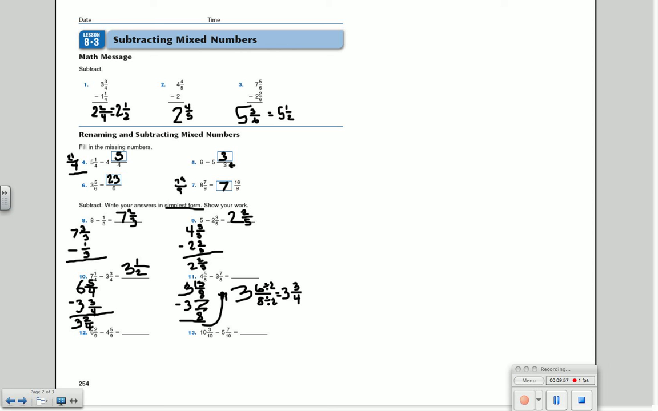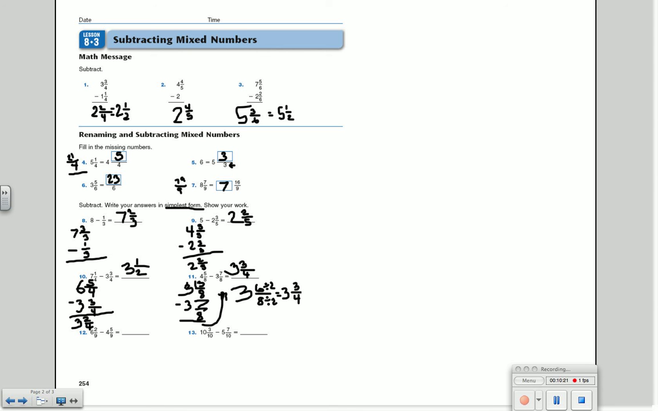Hopefully you have finished solving the problem. If you haven't, go ahead and pause it to make sure you get the same answer as me. But I did get 3 3/4 in simplest terms. My initial answer was 3 6/8. Of course, I divided the 6 and the 8 both by 2 to get 3/4. Now, last two questions. I'm going to ask you to do this first before we move on.